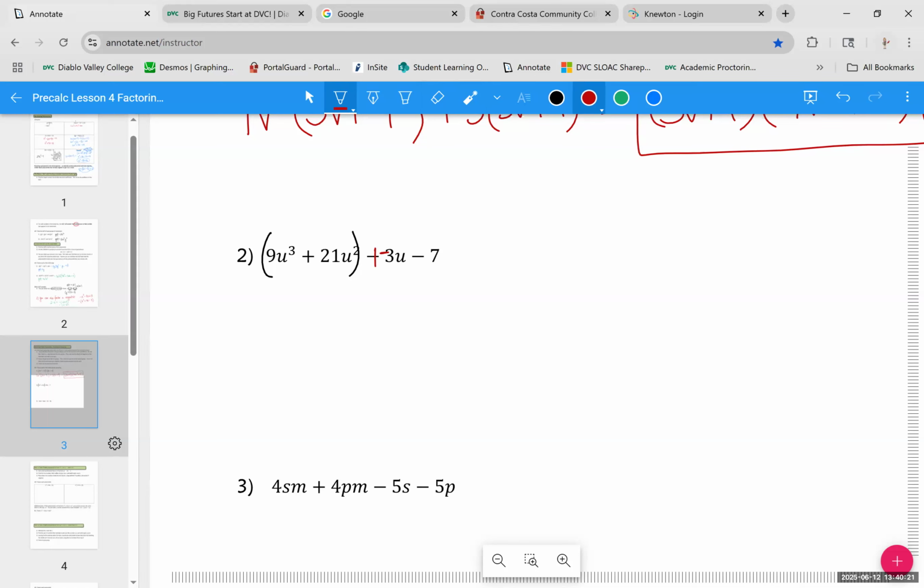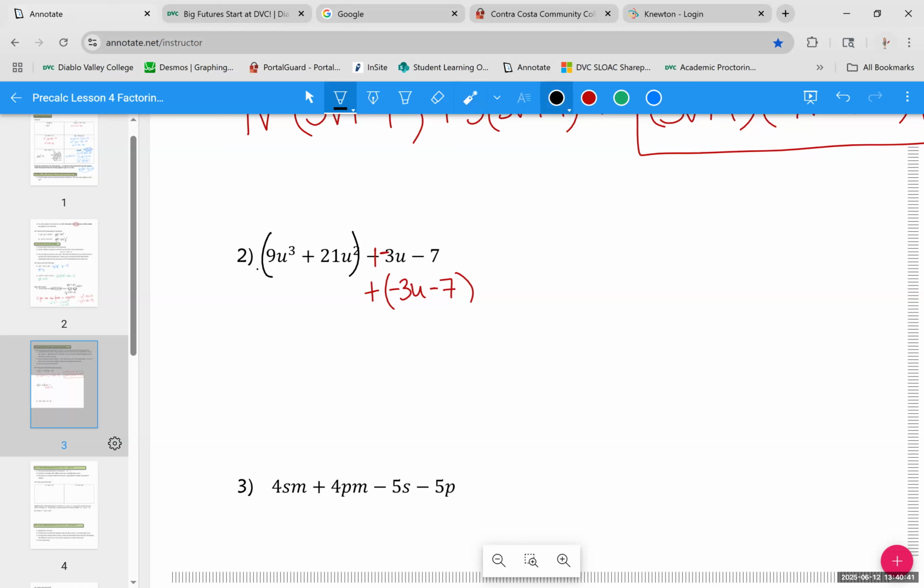So if you wanted to rewrite it down here, that might be better just so you can see. So that's what I mean when I say attach the negative to the third term, plus negative 3u. So now I have two groups and there's a plus in between. So I'm going to continue as I did before.